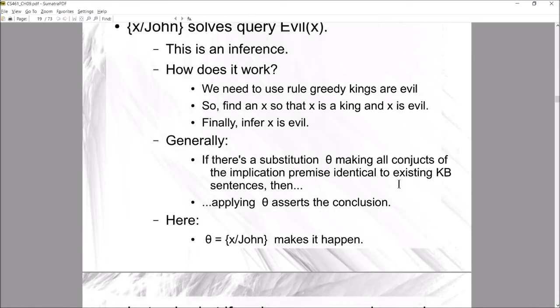That's a specific example where we plugged in John for X, but we can generalize that. We can say more generally, if there's some substitution, call it theta, that causes all the conjuncts of that implication premise to be identical to existing sentences in the knowledge base, then by applying that substitution, you can go ahead and infer or assert that conclusion.